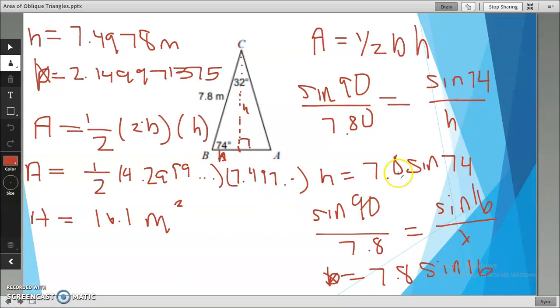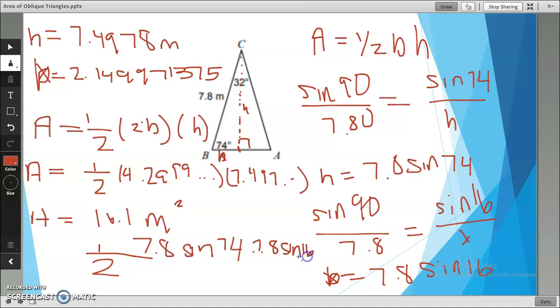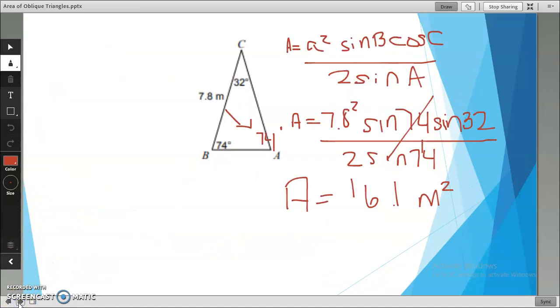here, when I worked it out, remember my height was, so that is 1/2, my height is 7.1 sine 74. My base was a little different, so that's what makes it a little off, but my base was also 7.8 times sine of 16. It was divided by 2. This one was divided by sine of 74.